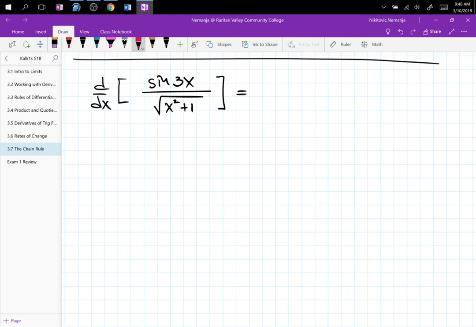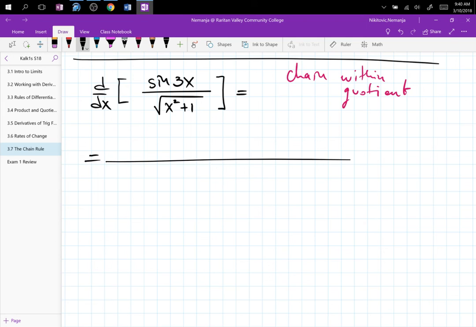So now we have what? What do we have? Chain inside the quotient. Very good. All right. So, low d high... Denominator squared. Well, that's just x squared plus 1. Copy denominator as is. Times the derivative of the numerator, which is 3 cosine 3x. That's the chain rule.